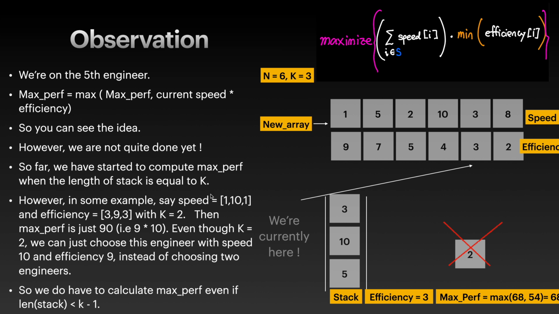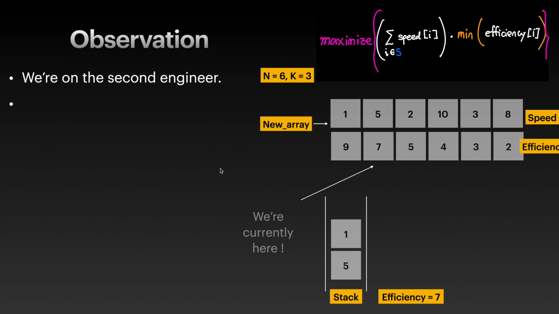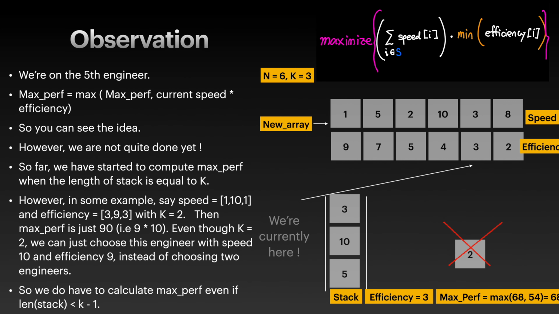So if you look at here, I kind of mentioned this before, but here I have not calculated the max performance, even though I can technically calculate the max performance here. Remember, k is equal to 3. That means we can choose 1 engineer, 2 engineers, or 3 engineers. It is not just that our group has to be k engineers, so it can be up to k engineers. So we do have to calculate the max performance even if the length of stack is less than k. But that's very easy to do.